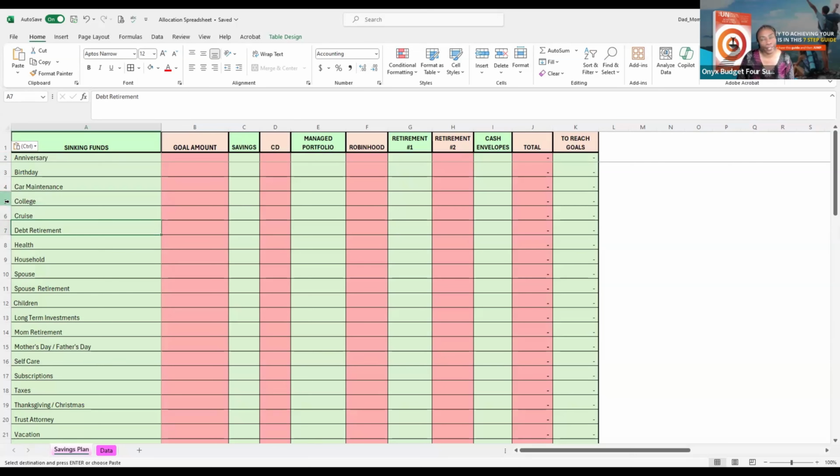I put that there. That's mine because I cruise. Like if I'm not on a cruise, I'm planning for a cruise. That's just how it is because I love to cruise. So it's either I'm there on the cruise or I'm planning. So I have to have that as a sinking fund. I call this debt retirement. You can call it what you want, but it's money you want to save that you're going to take that lump sum amount and just pay off a chunk of debt.